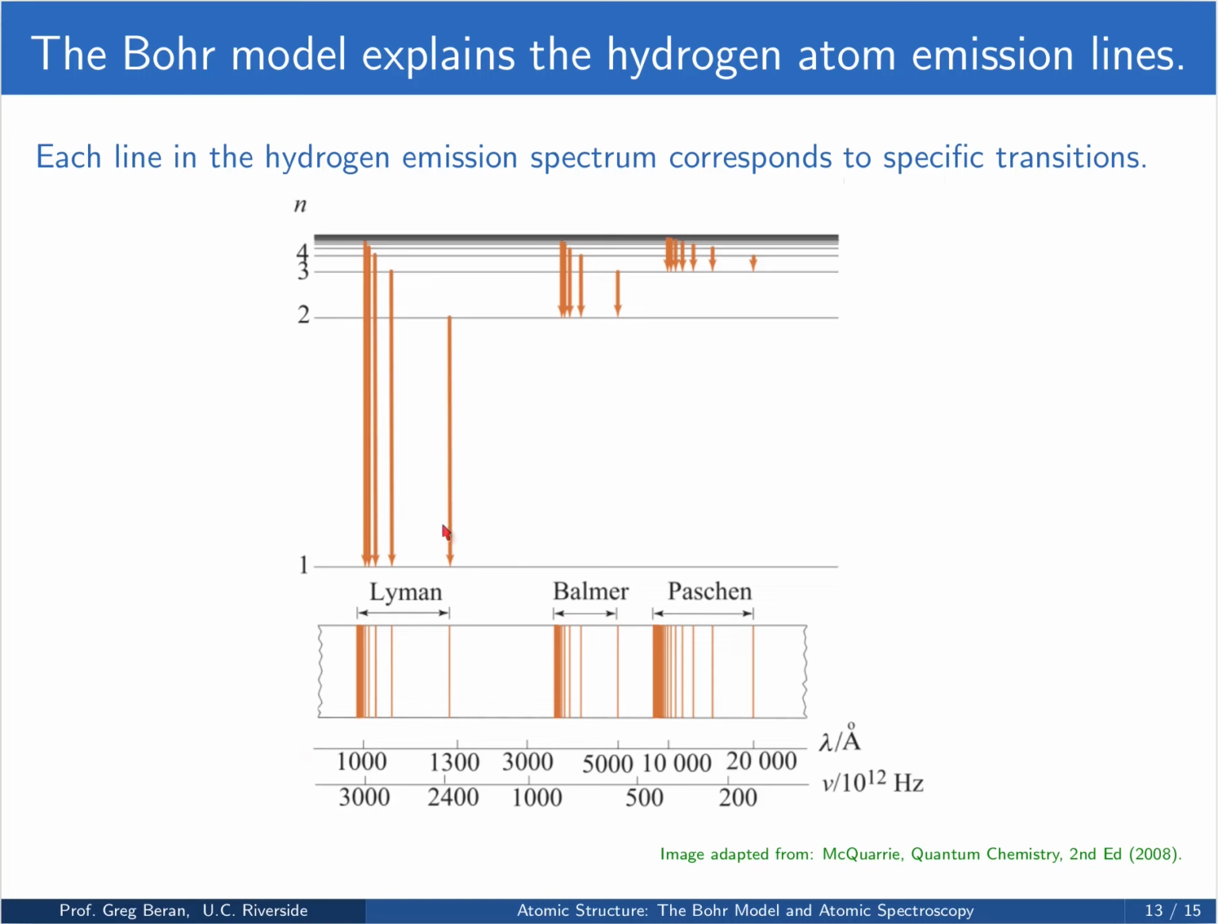The so-called Lyman transitions are ones that occur from higher lying values down to n equals 1. The Paschen series are those that end in the n equals 3 state. So you get these different groups of transitions depending on which final state you end up in.